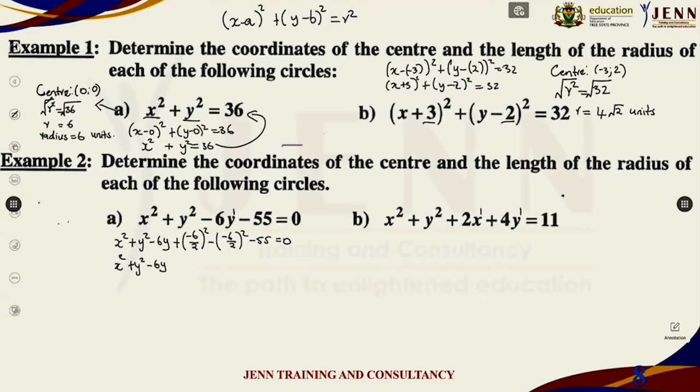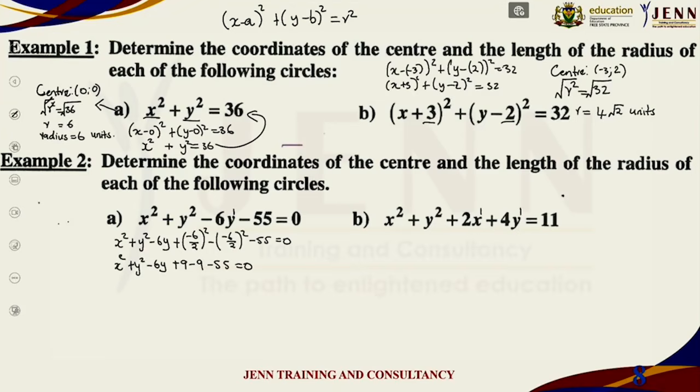I simplify my first two brackets. Negative 6 divided by 2 gives me negative 3. Still inside the bracket to the exponent 2, it will give me positive 9, minus 9, minus 55 equals 0. Because for the variable x, we did not have x with an exponent of 1, we'll proceed normally. We are not going to do much.